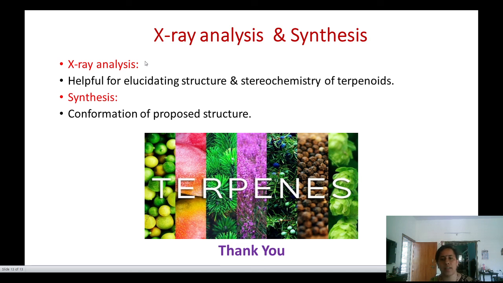Next, the last one is X-ray analysis and synthesis. After going through all the points above, the last point is X-ray analysis. It is helpful for elucidating the structure and stereochemistry of terpenoids. The last point: after going through these points, if we have a structure, whether it is correct or not can be confirmed by its synthesis. Thus, we have seen all the general methods or general criteria for the elucidation of structures.